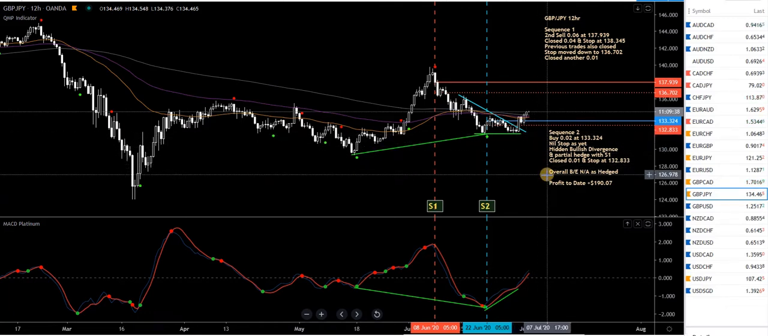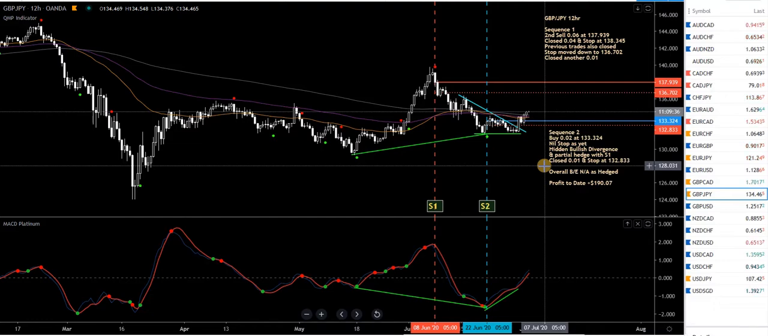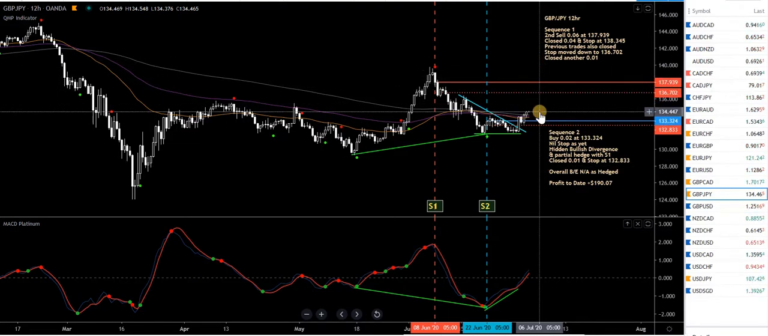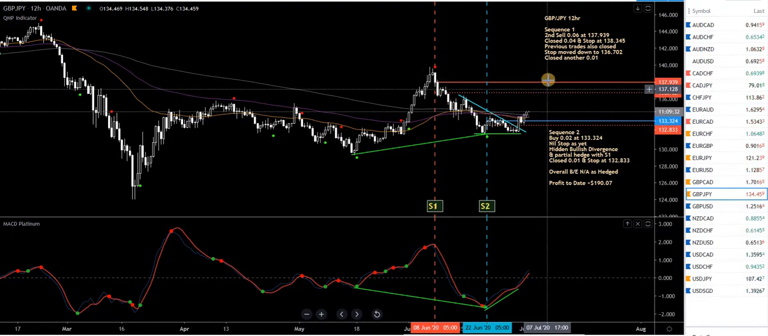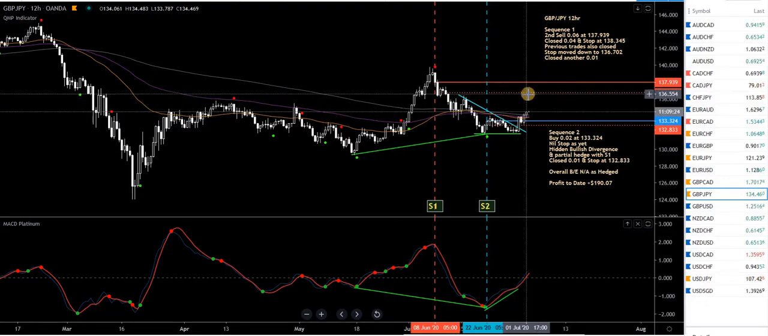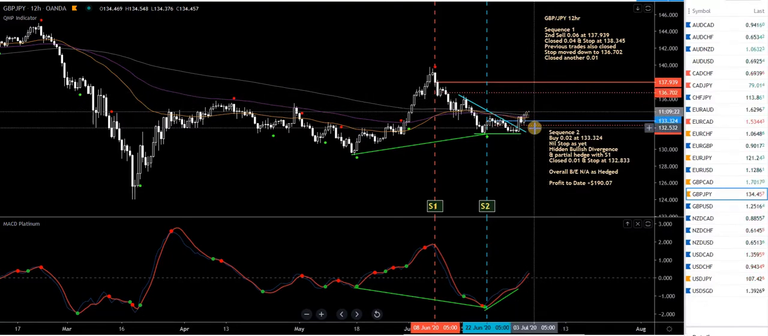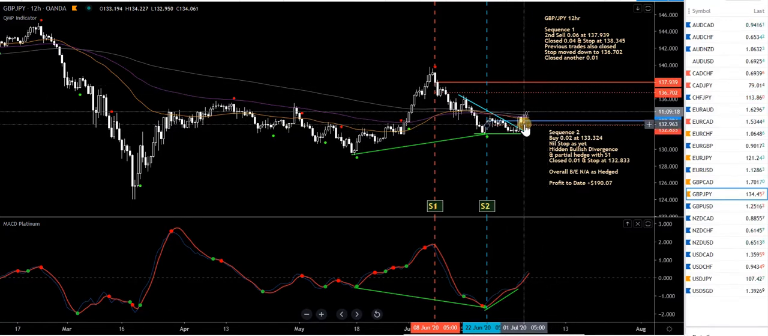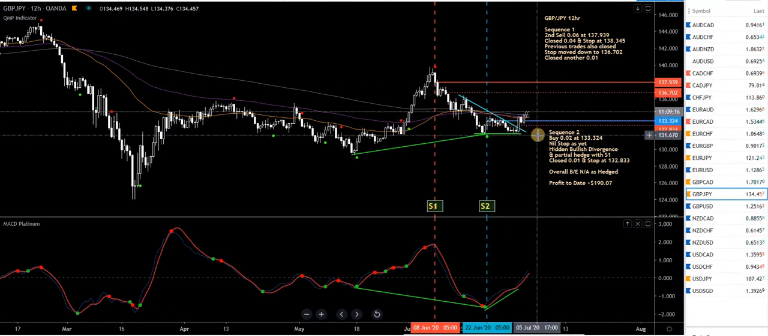Overall break even, not applicable as hedged. I've got one short and one long. So at the moment, I'm locking in a profit between the two trades. I'm looking for either one of these stops to be taken out. I couldn't bring the sell stop down much further, but you see what I mean. I've locked in a profit there, so I can't lose anything. So even if this rolls over and takes out my stop on the sell, on the remaining buy trade, I can just pull the stop down to the high, whatever.